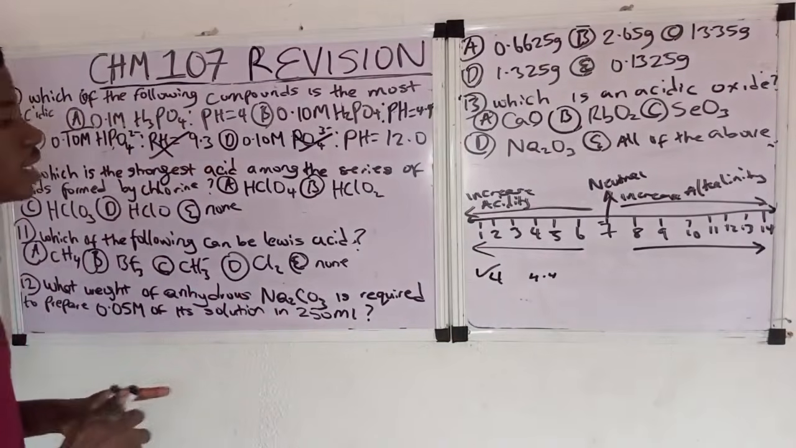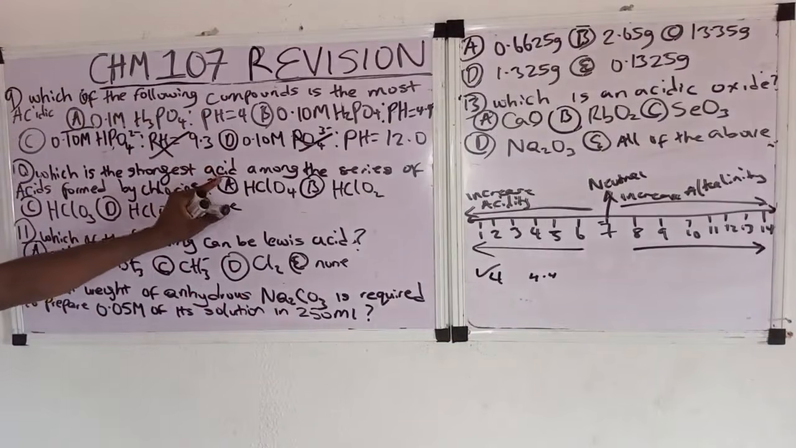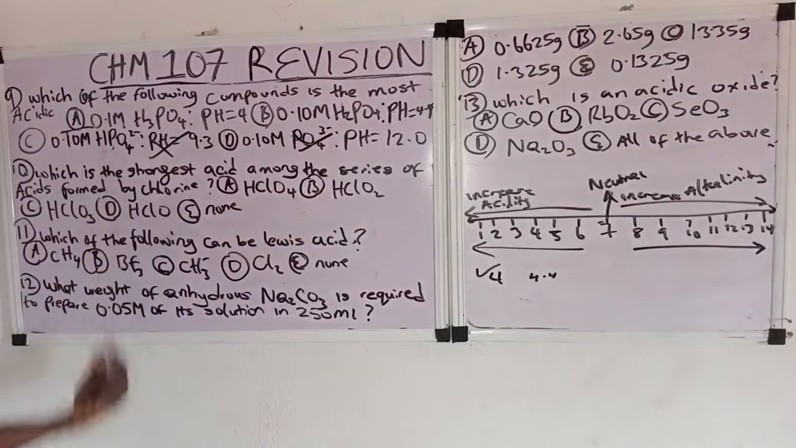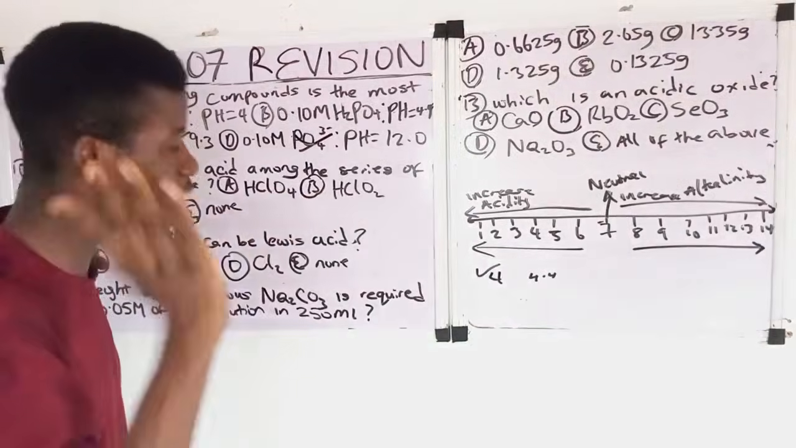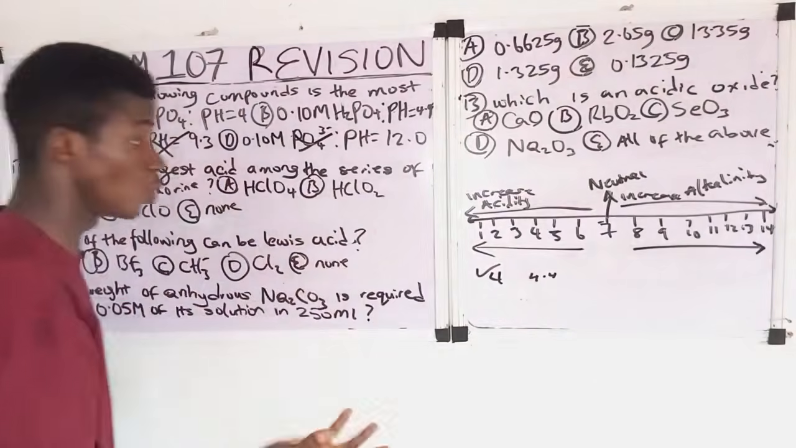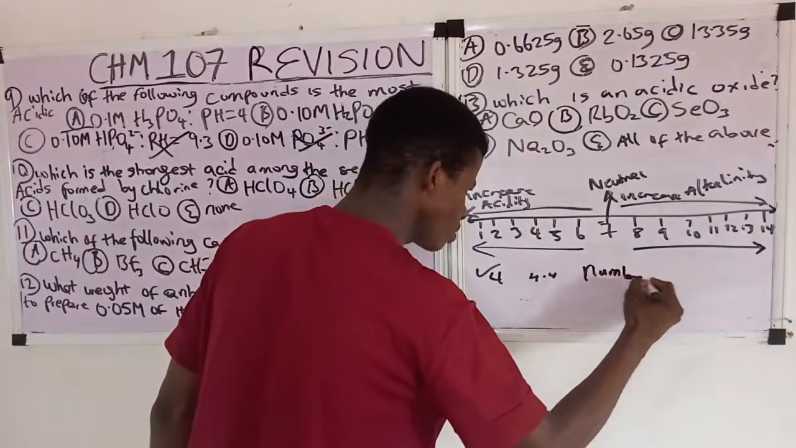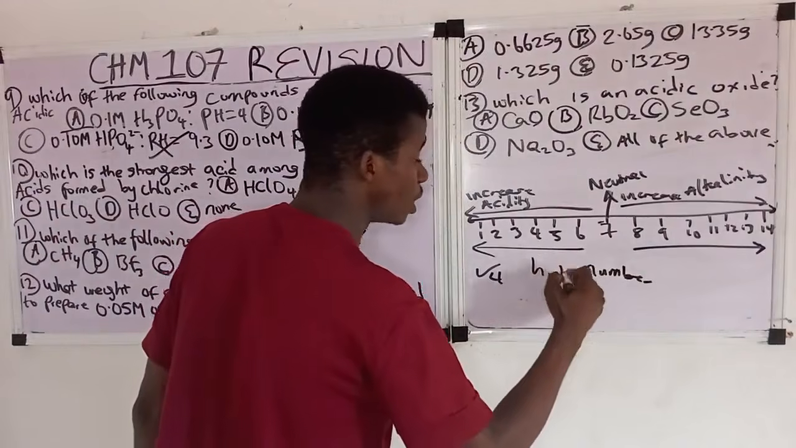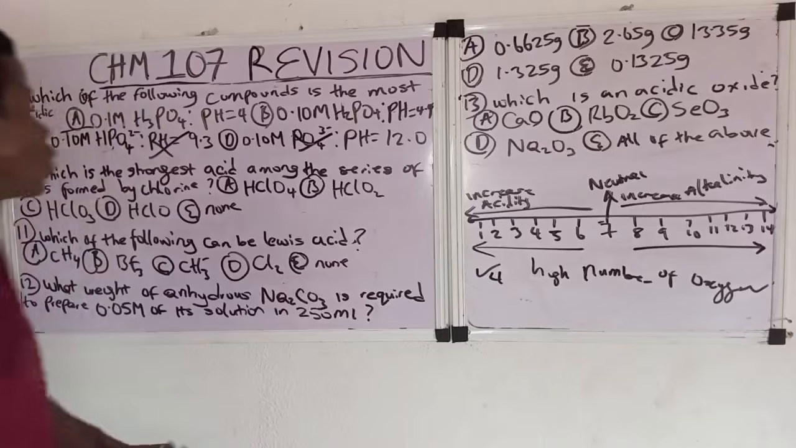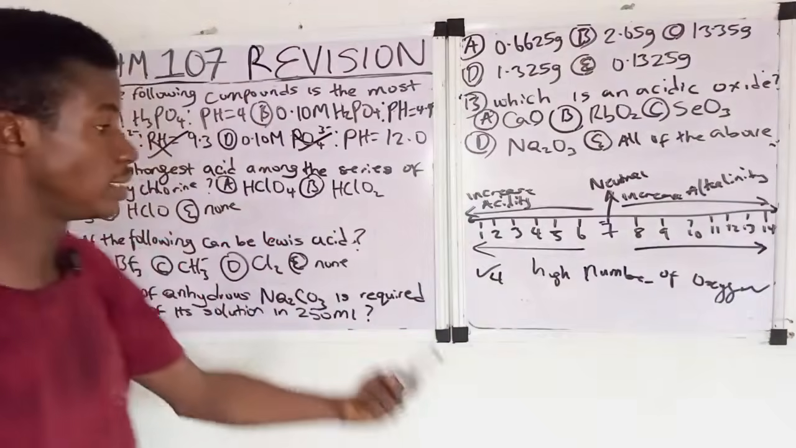Okay? Yes. So we move to question 10, which is: which is the strongest acid among the series of acid formed by chlorine? Let me give you a simple way to know without stressing yourself. For the acids formed by chlorine, the one that has the highest number of oxygen is the most acidic.